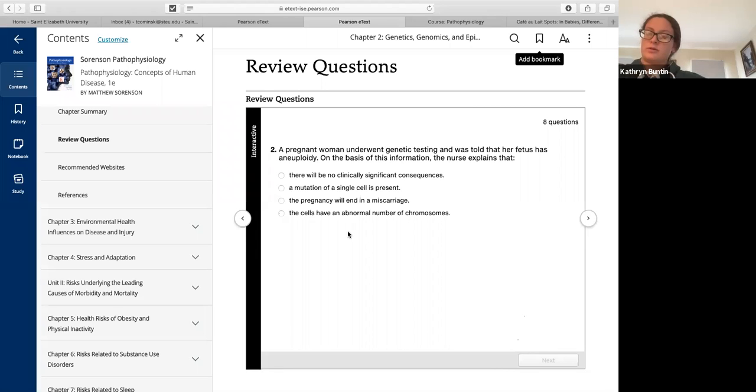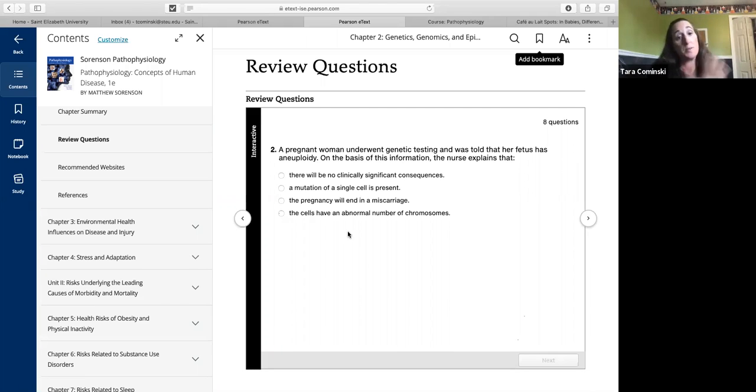Is it the last one? Chromosomes? Yeah, in the chromosomes. So it's a change in the number of the chromosomes. It could be a loss, it could be a gain, right? But it's abnormal. So whenever you see this prefix, euploidy is normal and aneuploidy is abnormal. So an abnormal number of chromosomes. Which answer would you choose?